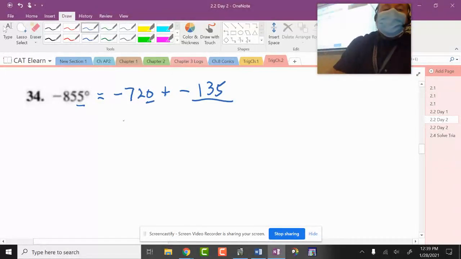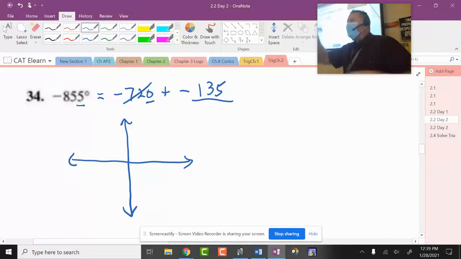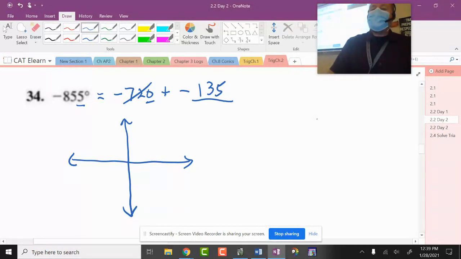All right, now, Blanca, where does negative 135 land? Because you know what this is? This is just 2 rotations. I could just kind of ignore it. I don't want the loops in there. Oh, and by the way, sorry, which way does negative go? Clockwise or counterclockwise? Which way? Oh no! Clockwise.